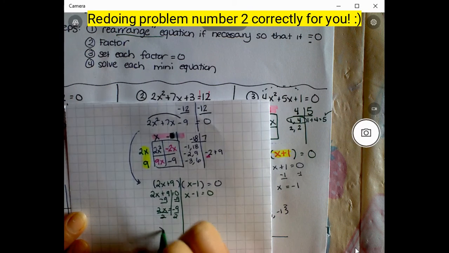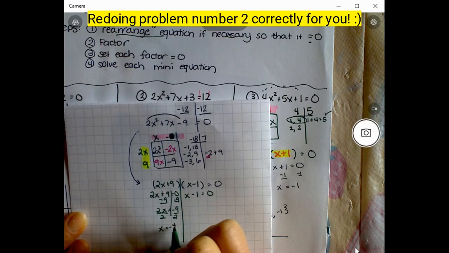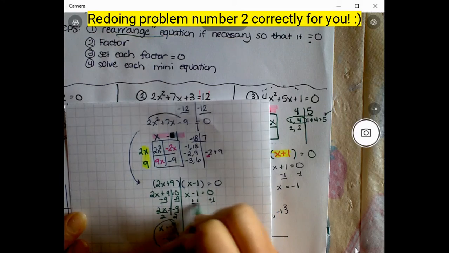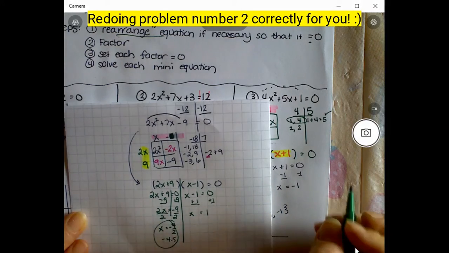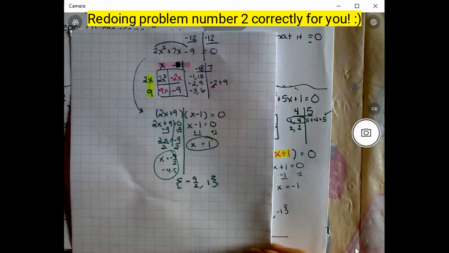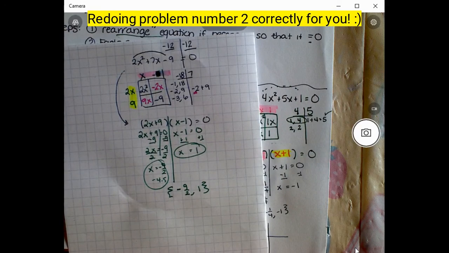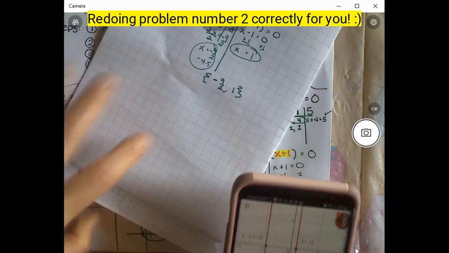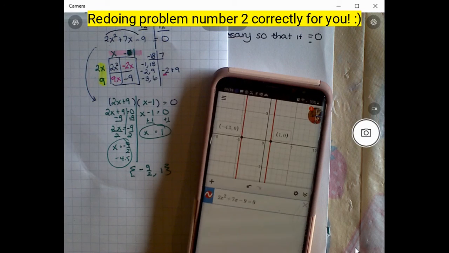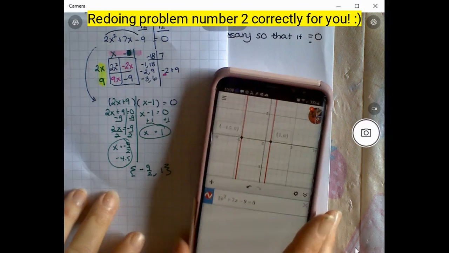For me, it's easier to redo the whole problem than troubleshoot inside my own the first time, because I often will miss stuff. So you can see here the solution is negative 9/2 and positive 1. That does match the graph that we got on Desmos right there. So you can see that I made a mistake in that first problem.